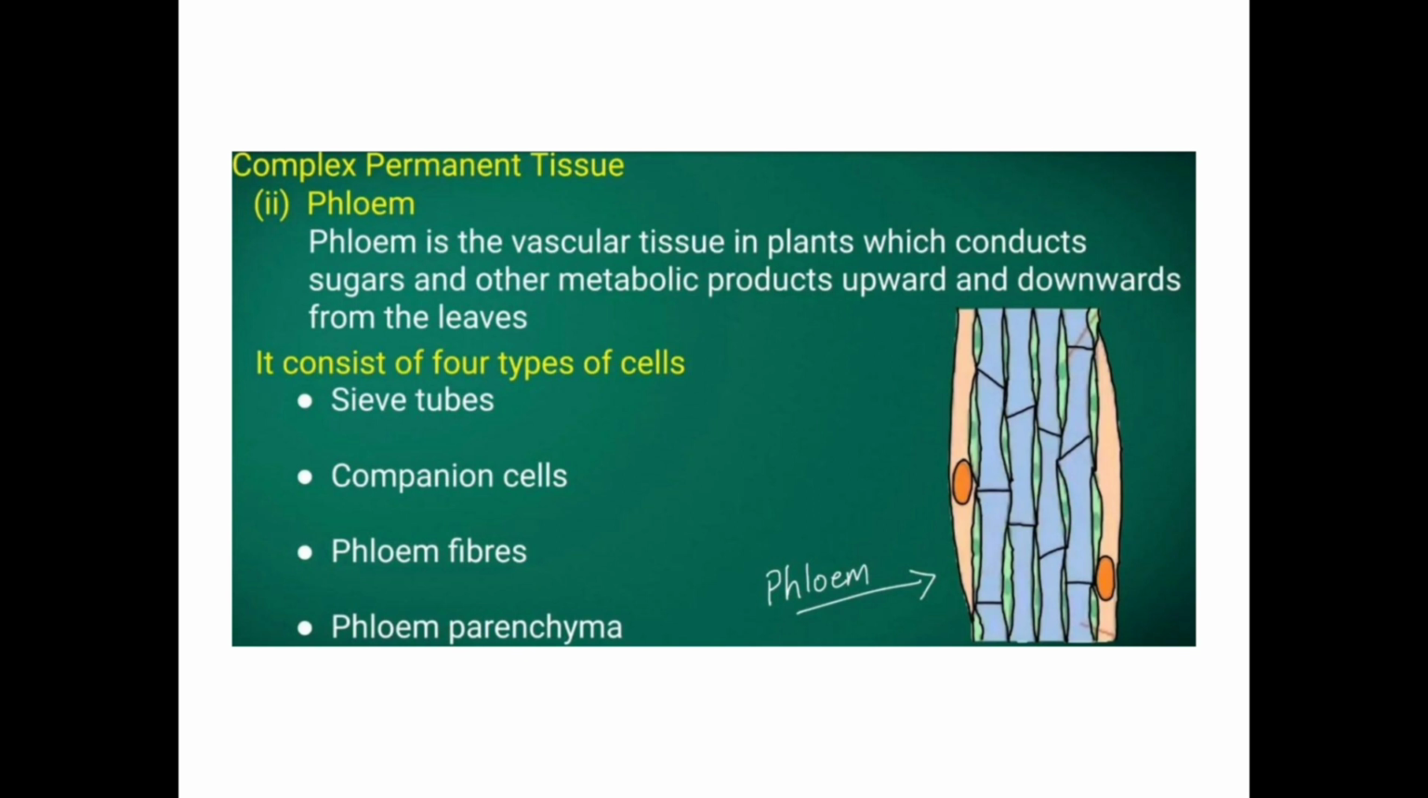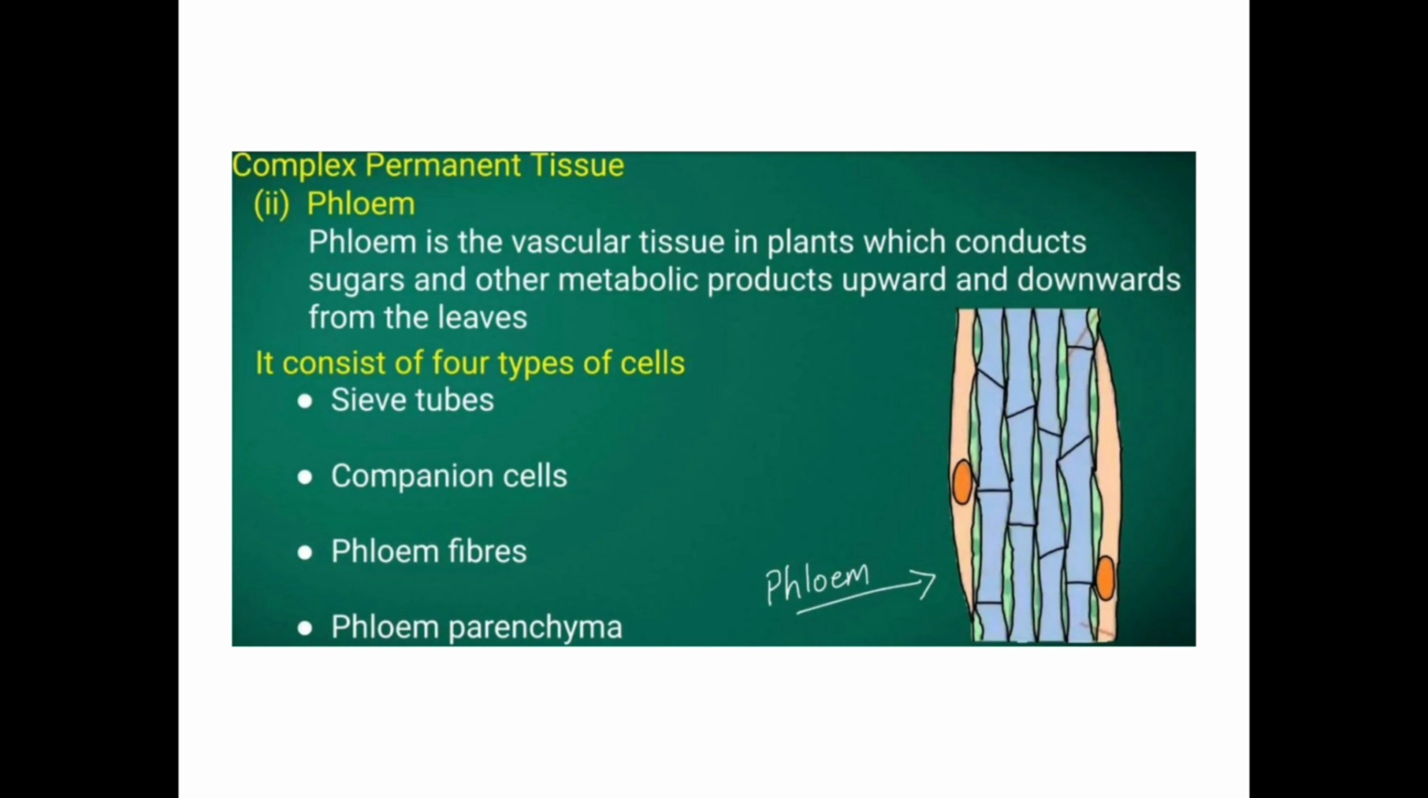Then next one is phloem. Phloem is another vascular tissue in plants which conducts food or sugars and other metabolic products upwards and downwards from the leaves. Xylem means it will be taking water and minerals from the ground to the leaves. Then from there the photosynthesis will be done and the food or the sugar is transported to all parts of the plant.